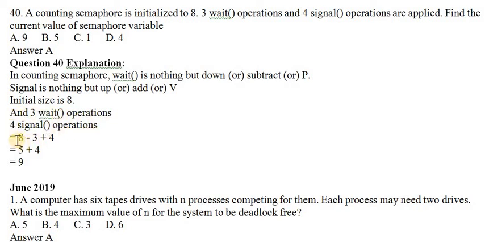So the default formula is the initialized value minus the number of waits plus signals. Okay, so 8 minus 3 plus 4, 5 plus 4 is nothing but 9. Okay, so I'll be stopping here.